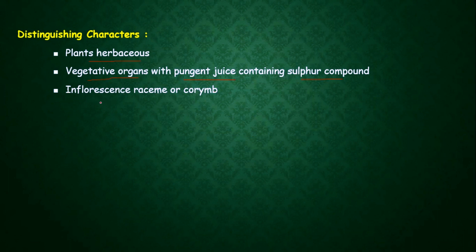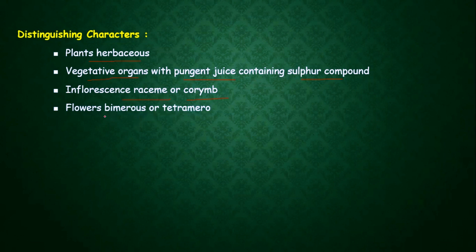Inflorescence. What kind of inflorescence is seen in these family members? Racemose. What do you know about racemose? The mode of arrangement of flowers in ascending order. Older flowers are seen at the bottom, younger flowers are seen at the top. Or corymb. In some plants, corymb or umbel type of inflorescence is seen.